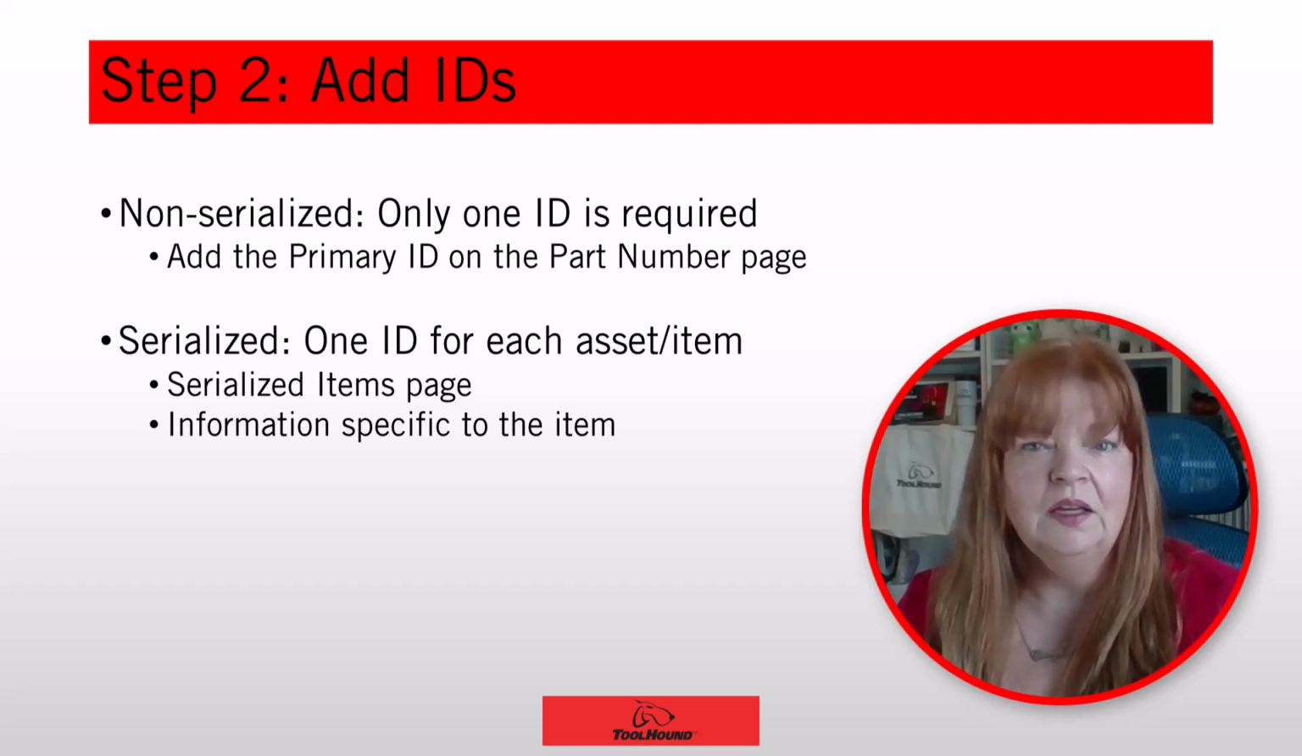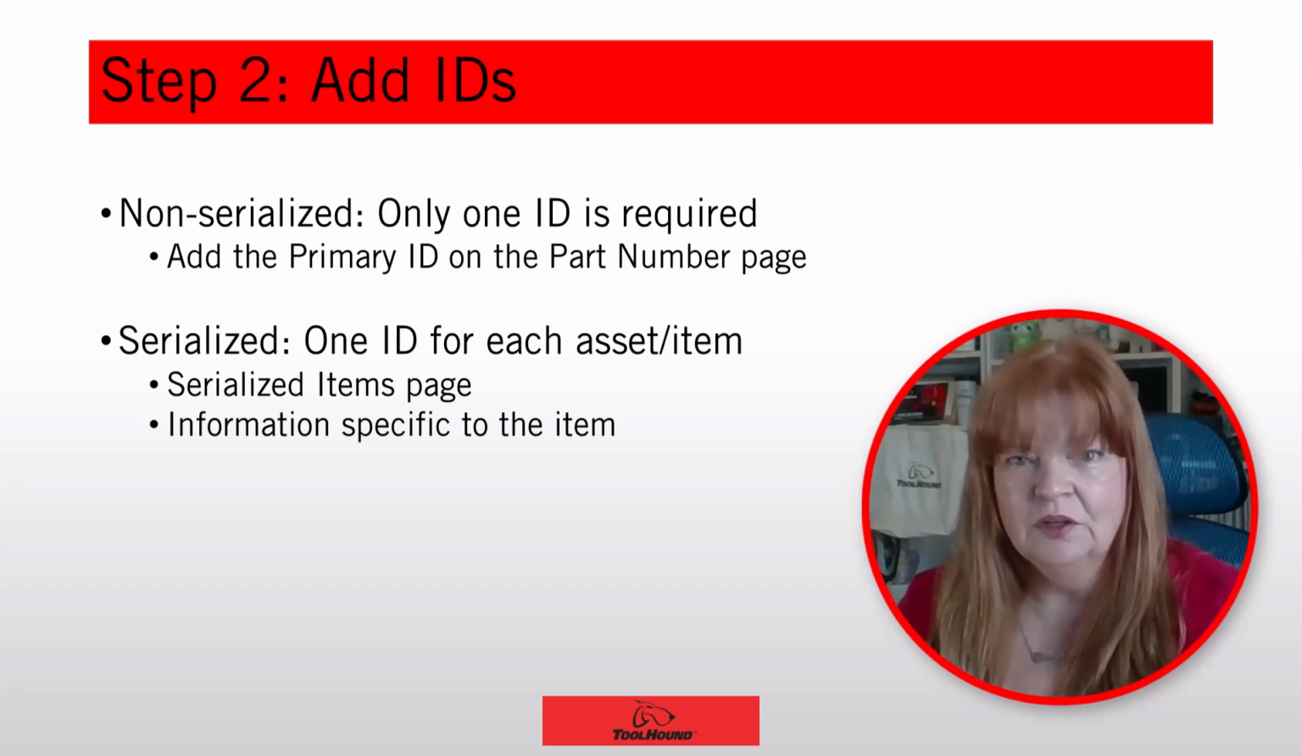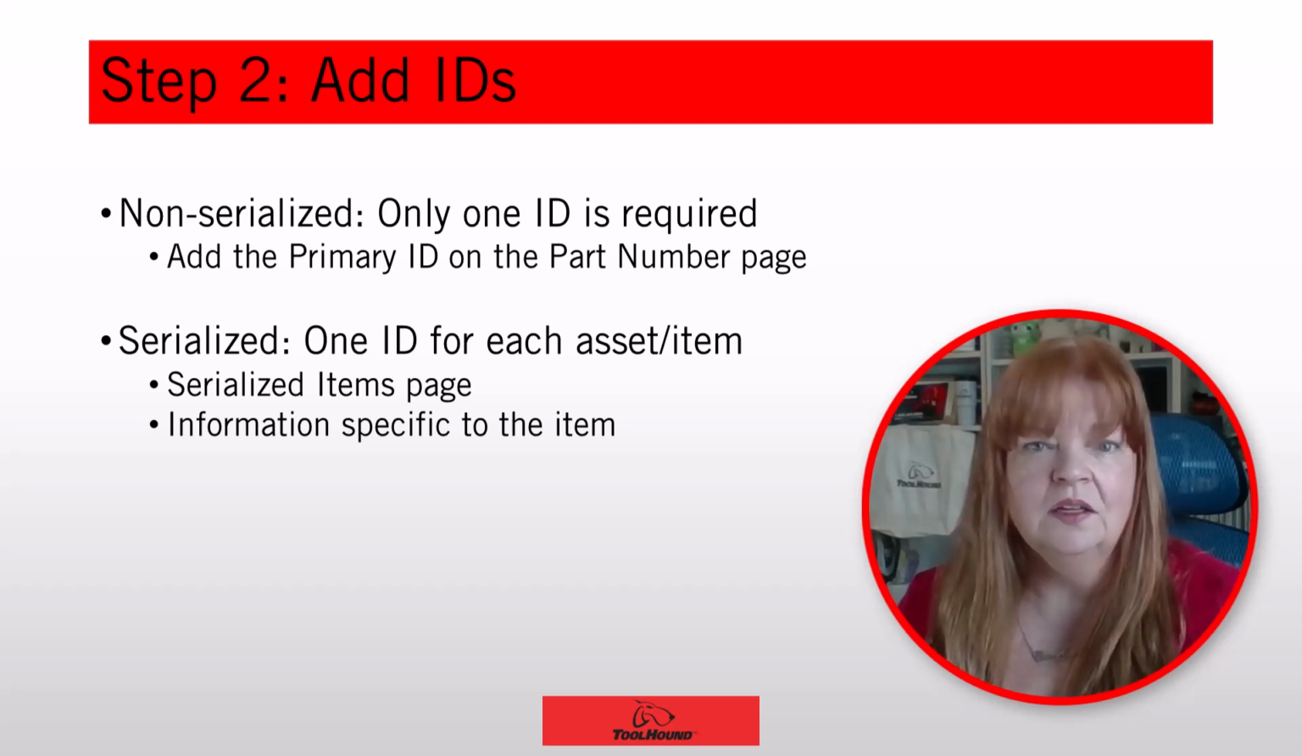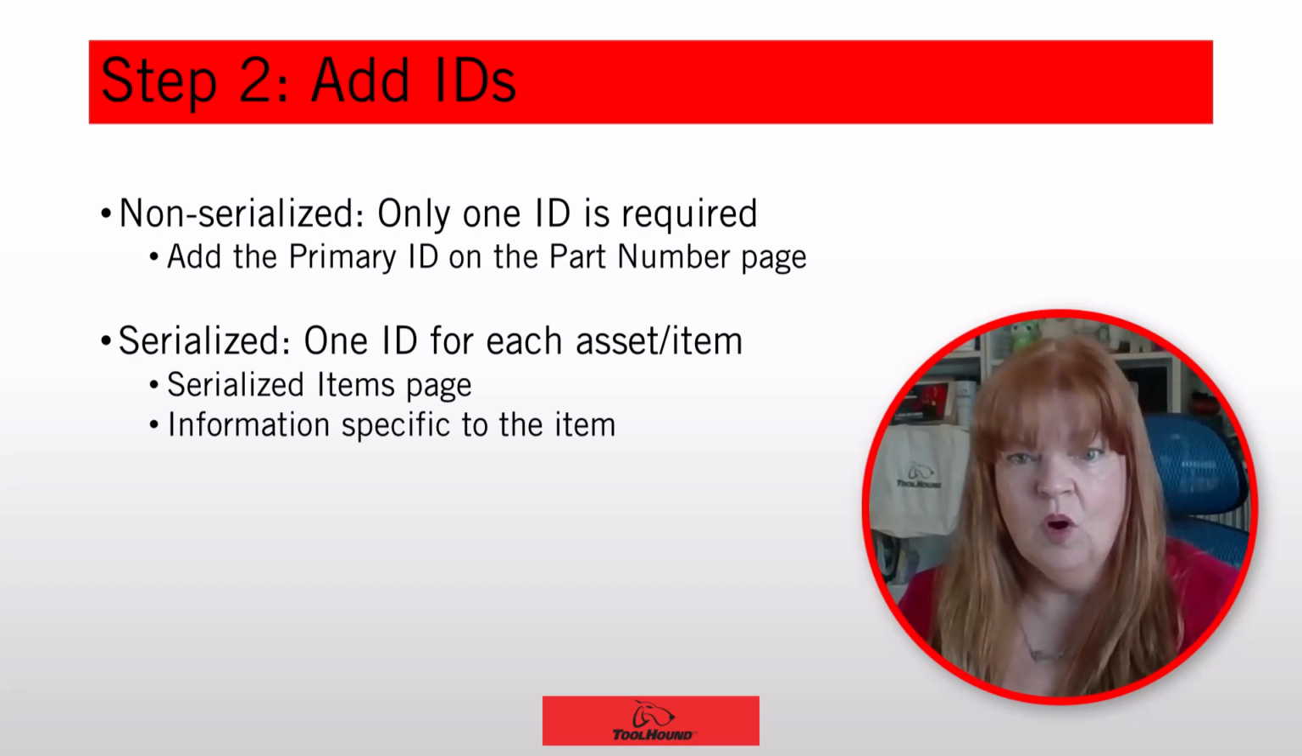The next step in adding inventory is adding the item IDs for the assets. For non-serialized inventory types, that is non-stock, bulk, and consumable, the item ID is added on the part number when the part is created. Only one item ID is required.